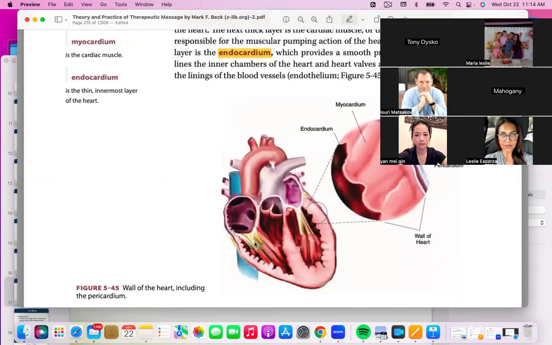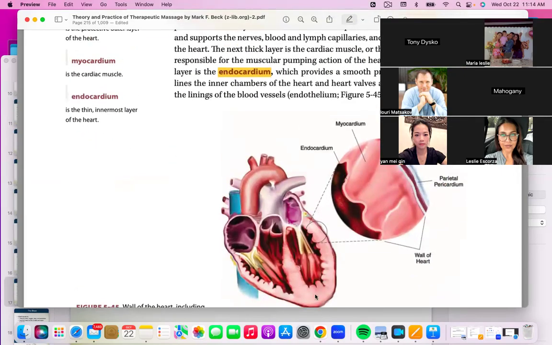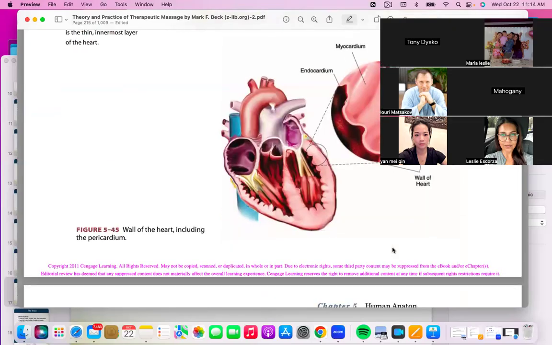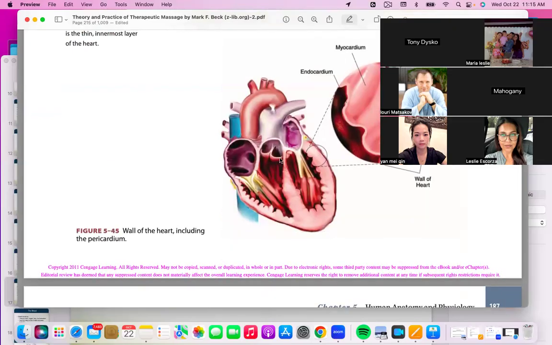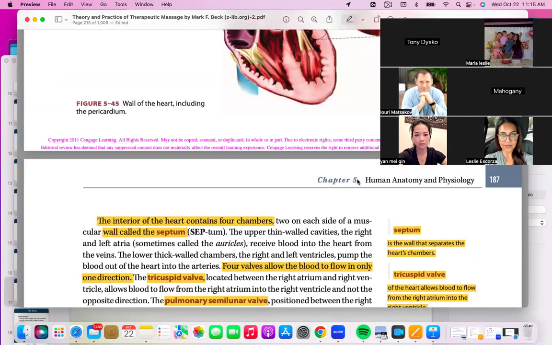I showed you a picture before, so now you have an idea. This is the heart muscle right here. And then the membrane right here, and then the wall right here. The chambers we talked about, the valves, and all of that flow. We're going to discuss right now how it flows.